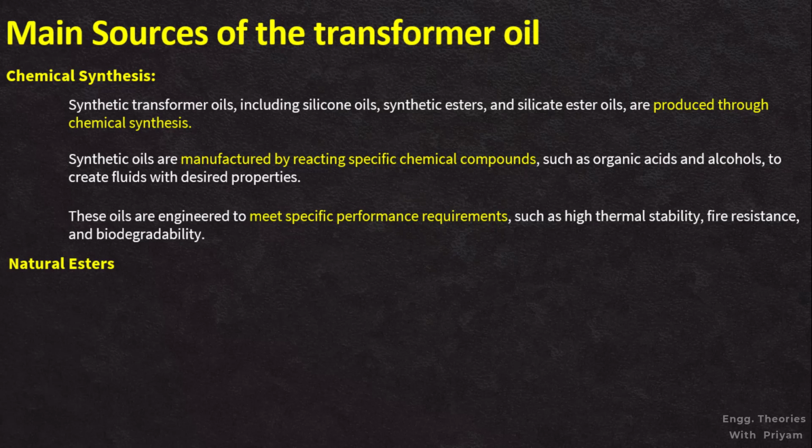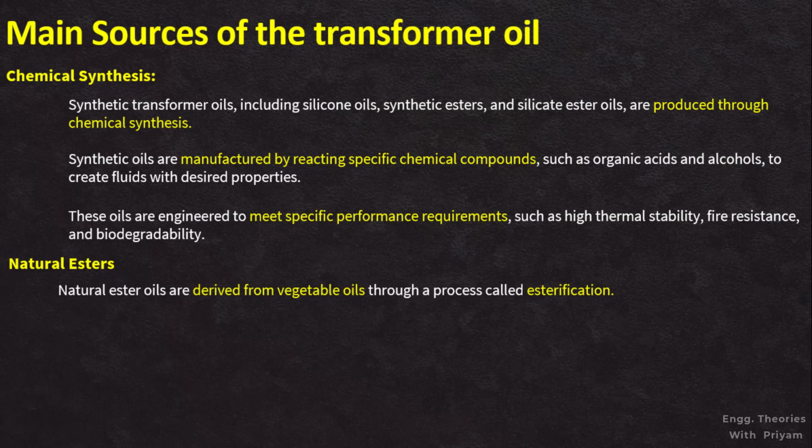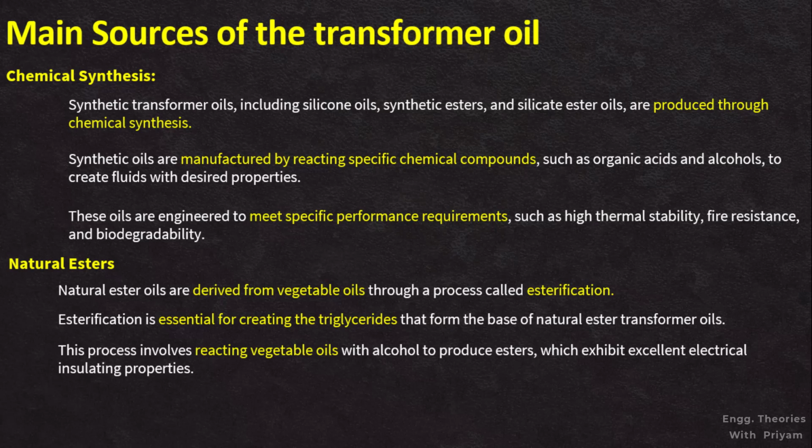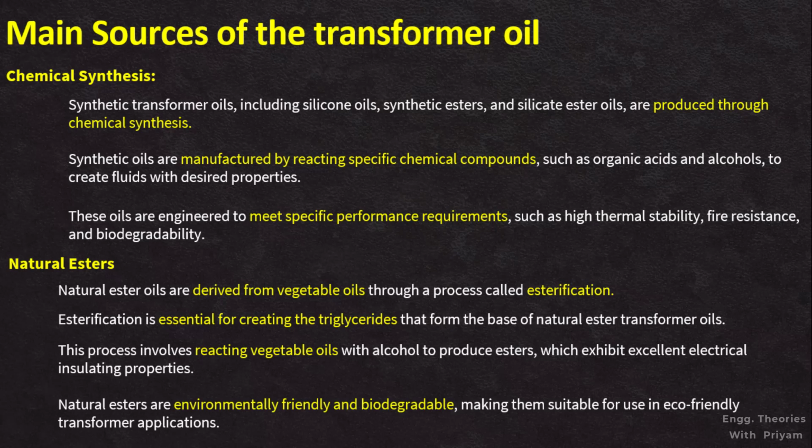Natural esters. The next source of the transformer oil is the natural esters. Natural esters are derived from vegetable oil through a process called esterification. Esterification is essential for creating the triglycerides that can form the base of the natural ester transformer oils. This process involves reacting the vegetable oils with the alcohol to produce esters which exhibit excellent electrical insulating properties. Natural esters are environmentally friendly and biodegradable, making them suitable for use in eco-friendly transformer applications.